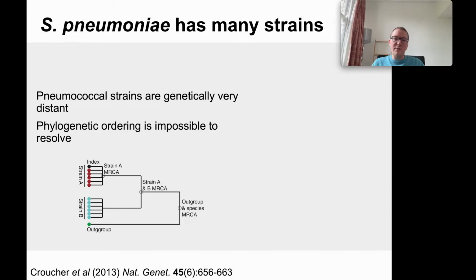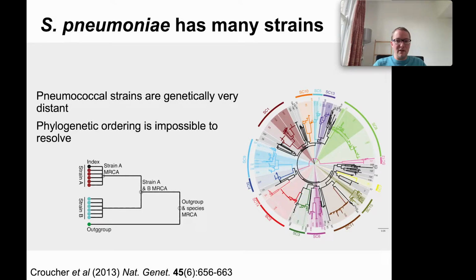So to motivate the first part, as we know, Streptococcus pneumoniae has many strains. So here's the kind of cartoon picture of a tree. Within a strain, you have samples or genomes which are close together. You can draw a tree and do lots of interesting things within there, but between different strains, they are distantly separated, almost as distant as species separation, but not quite as distant as that.